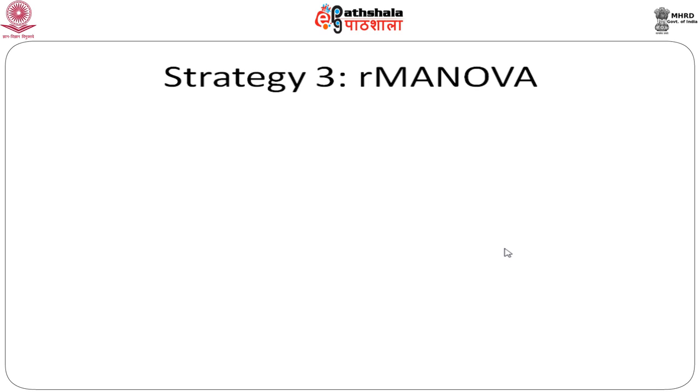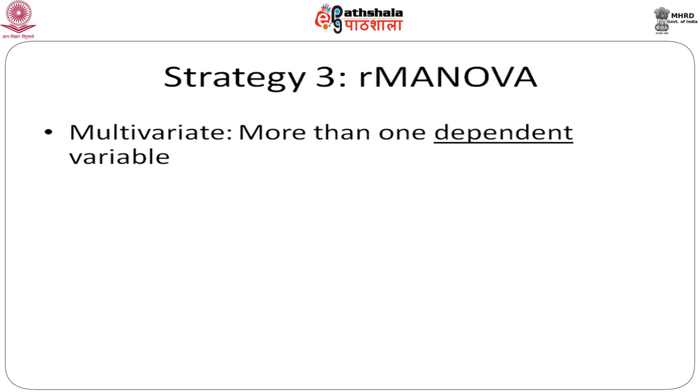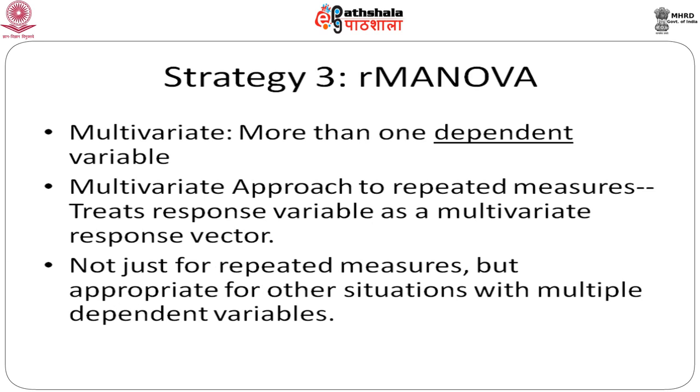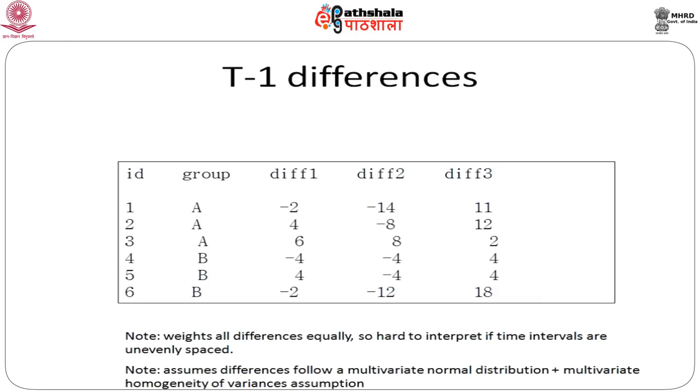In strategy 3, we consider repeated MANOVA. In the repeated MANOVA procedure, the multivariate observations are to be considered. So there is more than one dependent variable, and the multivariate approach to repeated measures treats the response variable as a multivariate response vector. So the repeated measures are considered as the multivariate response vector, appropriate not just for repeated measures but for other situations with multiple dependent variables.